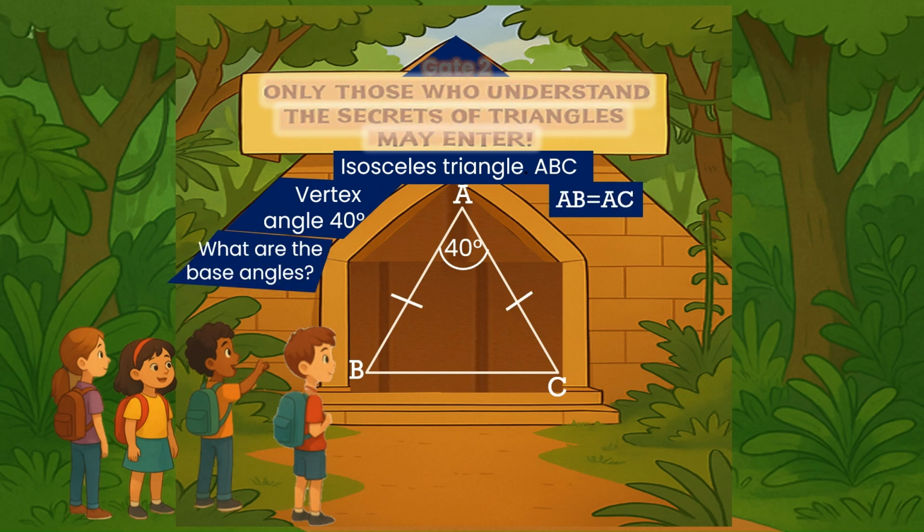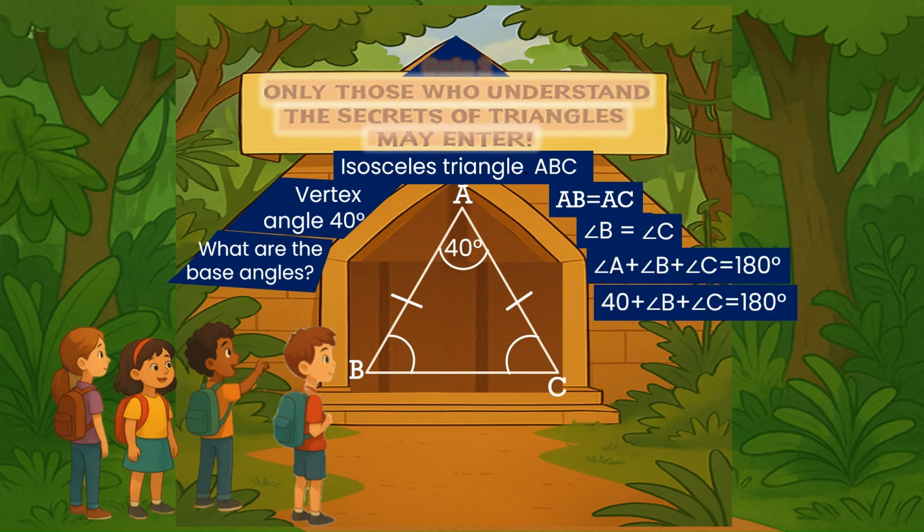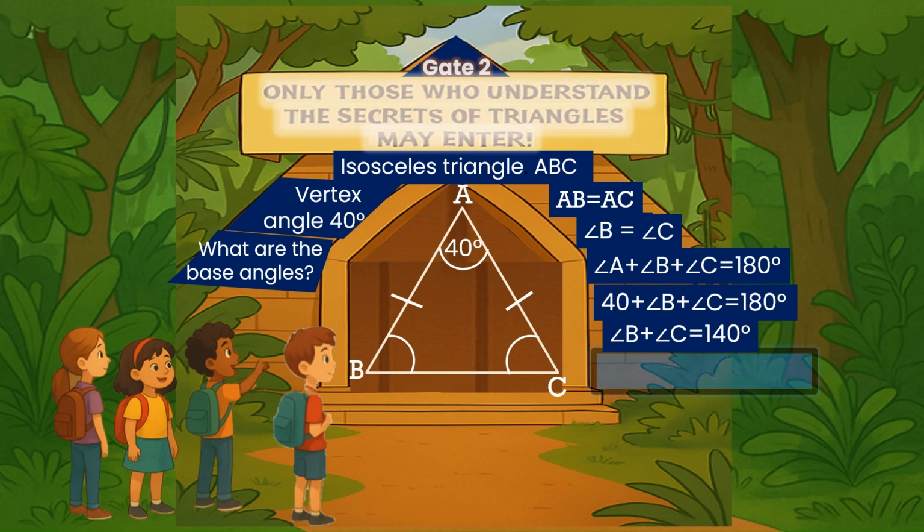In triangle ABC, AB is equal to AC. In any triangle, the angles opposite equal sides are also equal. We can also say, in an isosceles triangle, the two base angles are equal. So, here angle B is equal to angle C. Using the angle sum property, angle B equals angle C equals 70 degrees.